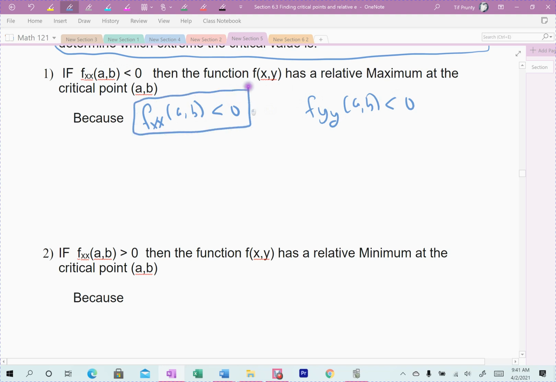You only have to check one of them, and so just to make life simple, we pick the xx to test. What this is telling me is how it's turning, right? If the second derivative is negative, then it's concave down. It's concave down, and actually it's concave down in both directions. And so that's where we get a relative max at the point (a, b).